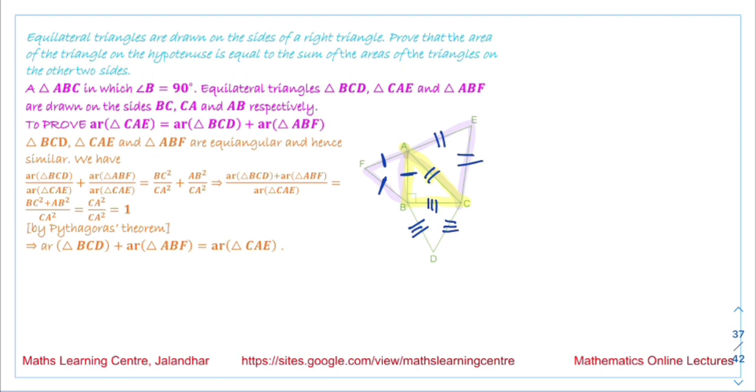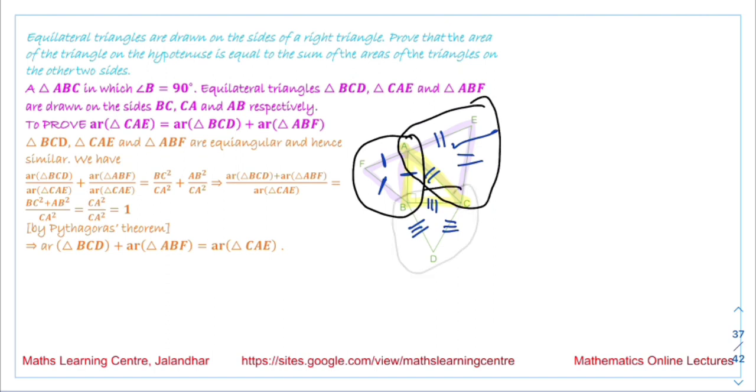We have to prove that the area of the triangle on the hypotenuse, we are talking about this triangle, is equal to the sum of the areas of the triangles on the other two sides. So if we look at these three triangles over here, this is the second triangle and this is the third triangle we are talking about. All these three triangles are equilateral triangles, so their angles are of measure 60 degrees. It means all these three triangles are similar to each other.